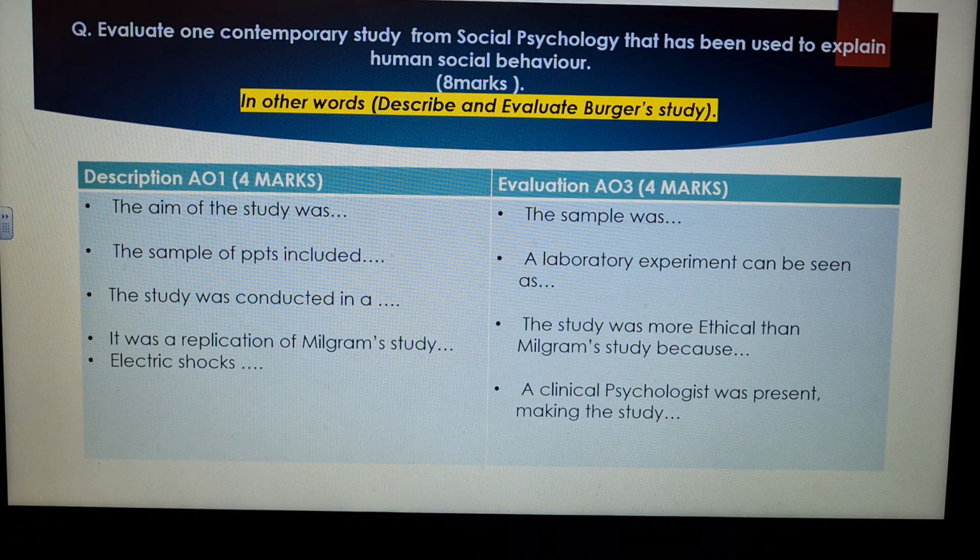So firstly, the description will start off with the aim. So the aim of the study was, okay, this is how you would start off. Now Berger obviously wanted to replicate Milgram's study of obedience. And he wanted to obviously see if the findings of Milgram's study would still apply in 2019. So he wanted to see if participants would behave in the same way.